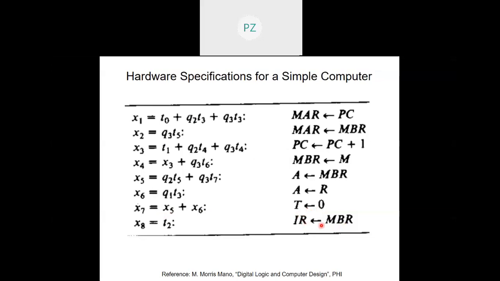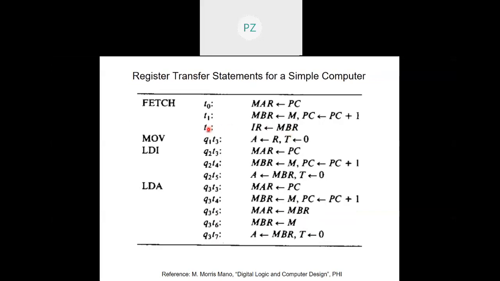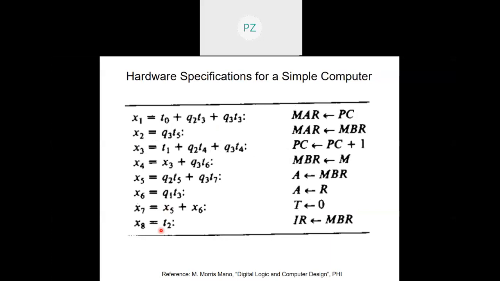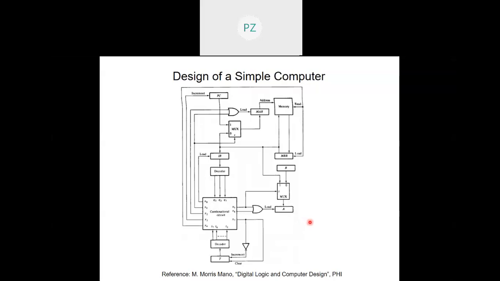And finally MBR to IR. MBR to IR is happening at only one place, T2, right? So I'm naming it as X8. So these are the control signals. X1 will do PC to MAR, X2 will do MBR to MAR, X3 will increment the program counter, X4 will move the memory location specified by the address in MAR into MBR, X5 will move MBR into A, X6 will do R to A, X7 will reset the timer to 0, and X8 will move the contents of MBR into the instruction register. So this will be the design of the simple computer.